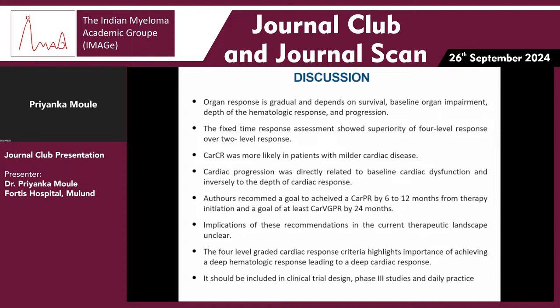The fixed time response assessment showed superiority of the 4-level response over the 2-level response criteria, and cardiac CR was more likely to occur in patients who had a milder disease. Cardiac progression was directly related to the baseline cardiac dysfunction, while it was inversely related to the depth of the response. The authors of this study recommend that the goal of treatment should be to achieve a cardiac PR at least by 6 to 12 months and to target a VGPR by 24 months.